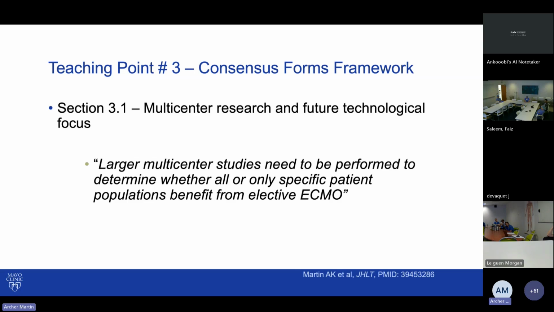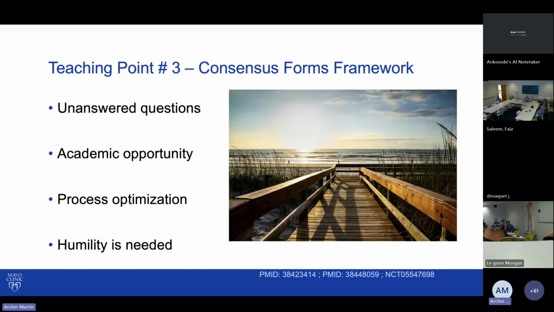And one of the ways that we talked about this in the consensus panel is we had a section that was looking forward to the future. One of the statements says, larger multi-center studies need to be performed to determine whether all or only specific patient populations benefit from elective ECMO. This is just one of the many unanswered questions that we have.